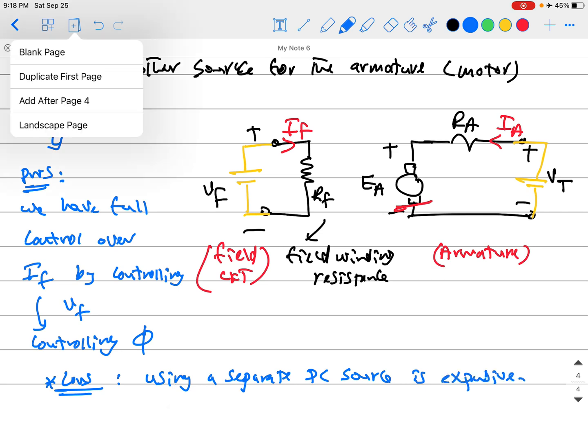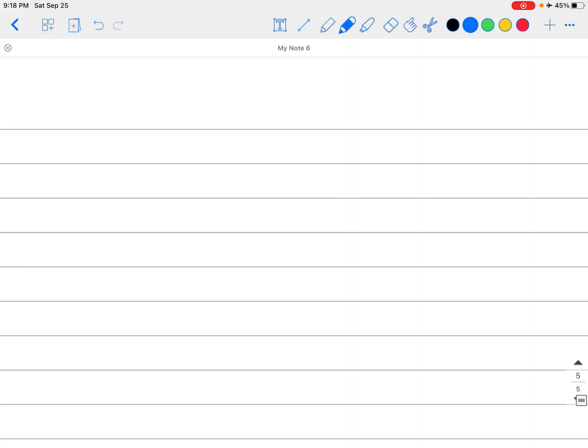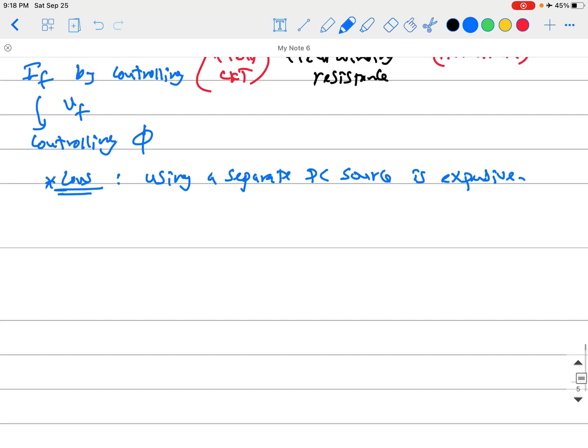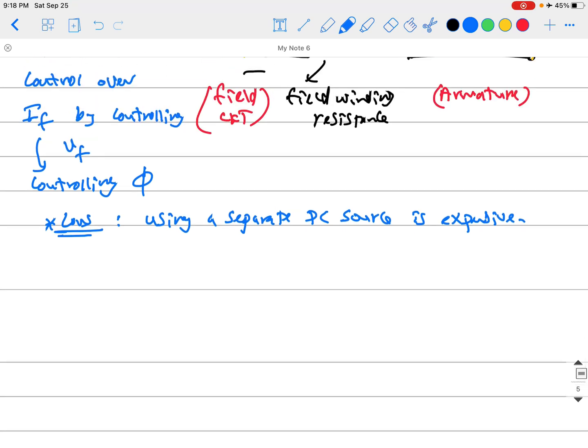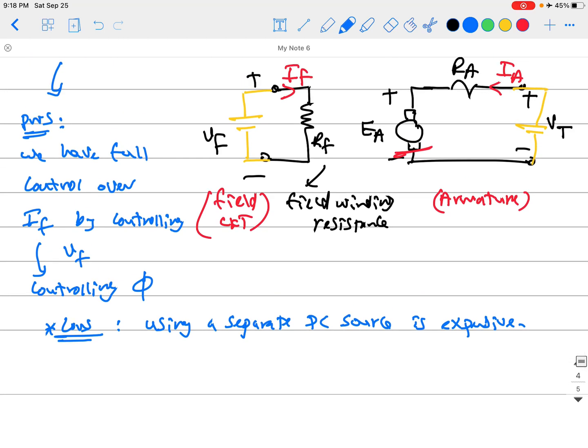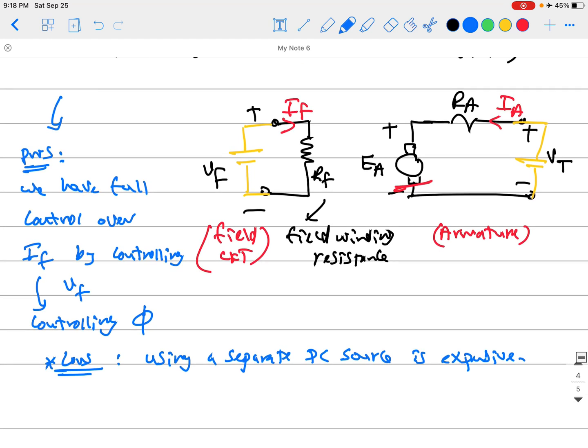Remember, we're not talking about small toy machines where you just have AA batteries or something. You're talking about the big machines, so you need a big source to get the electricity you want. Having two different sources, if you're talking about a motor, means we're adding a voltage here. That means we're talking about motor mode. If it's a generator, we're not adding a voltage to the armature, because the voltage is getting out of the machine.